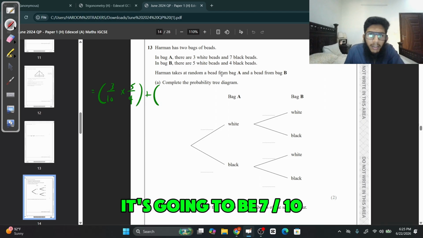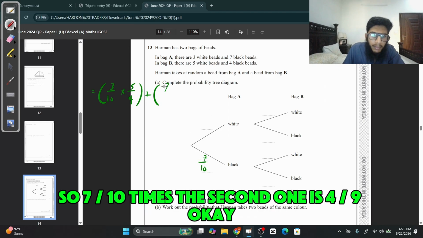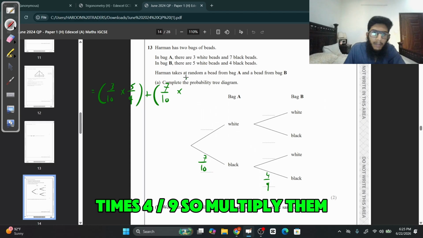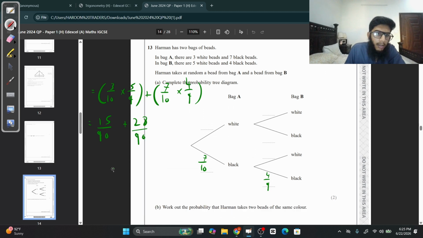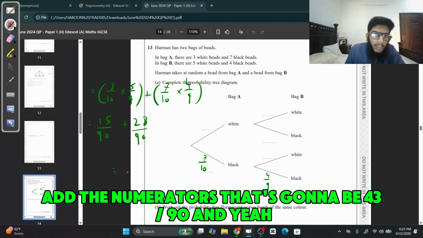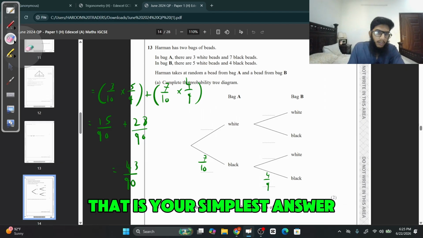It's going to be 7 divided by 10, times the second one, which is 4 divided by 9. So multiply them. That's 15 by 90 plus 28 by 90. Add the numerators. That's going to be 43 divided by 90. And yeah, that is your simplest answer.